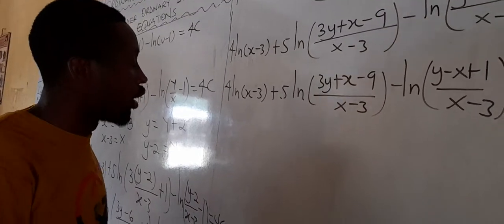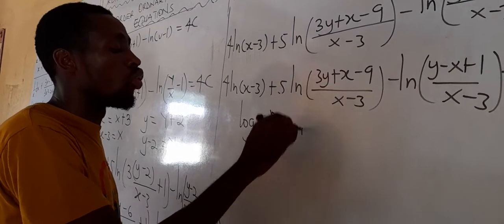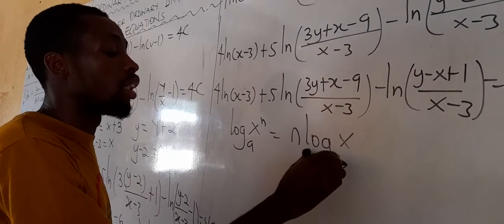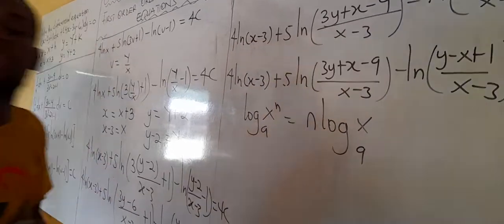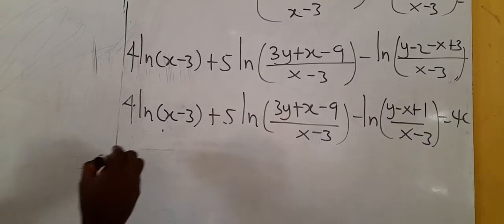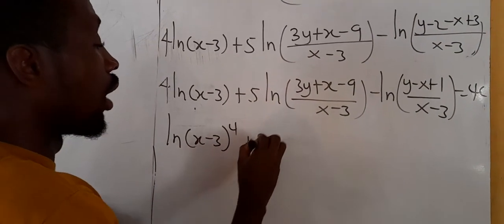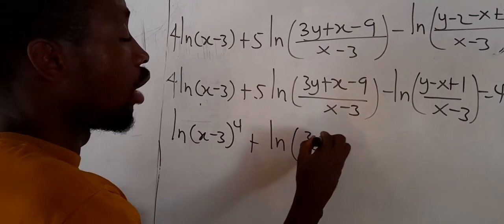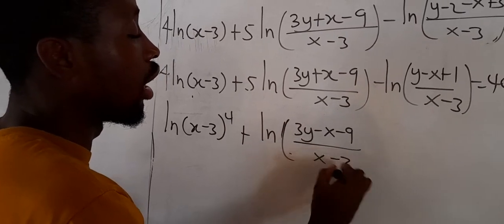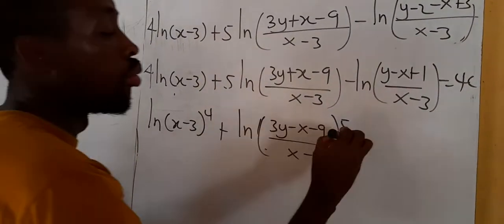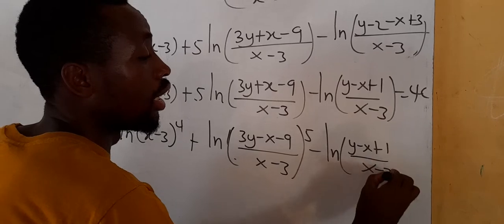Remember the law of indices. It says that if we have log x exponent n base a, it will equal n log x. So we'll bring it back to that way. So we'll rewrite it. This will be ln x minus 3 exponent 4 plus ln 3y minus x minus 9 all over x minus 3 exponent 5 minus ln y minus x plus 1 over x minus 3 equal to our 4c.